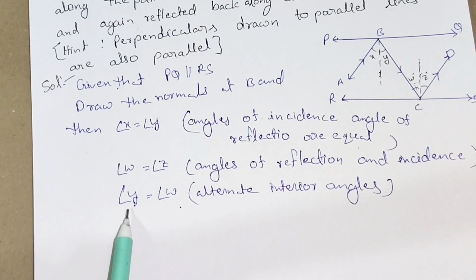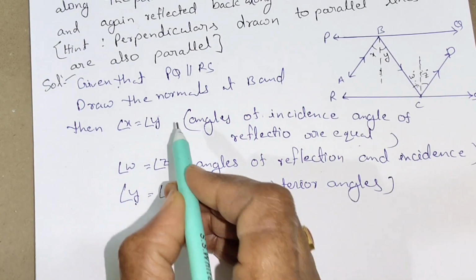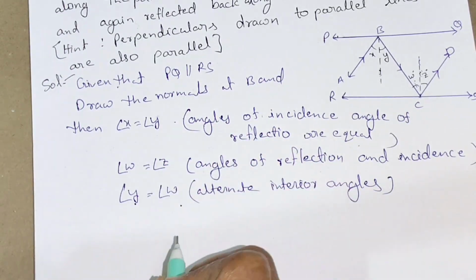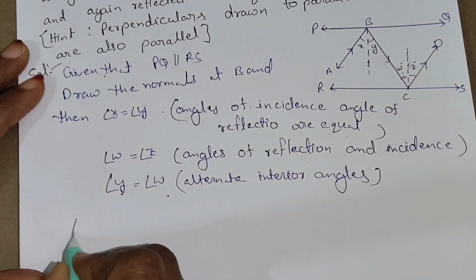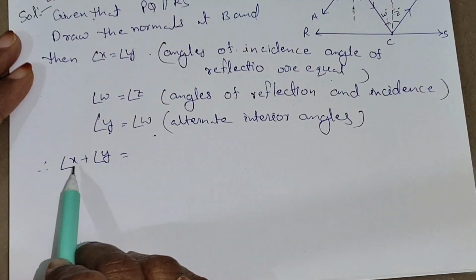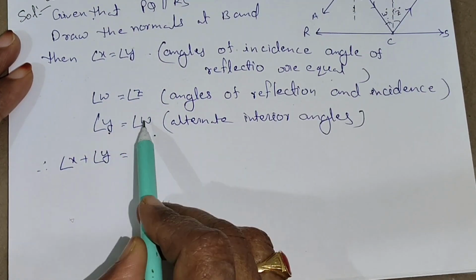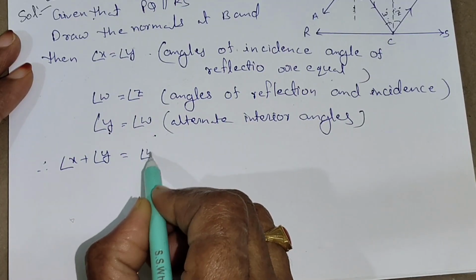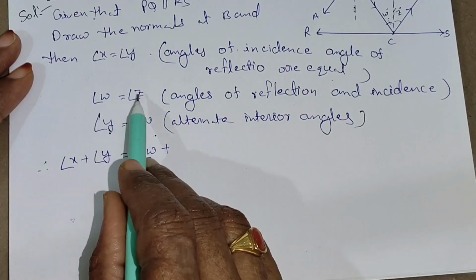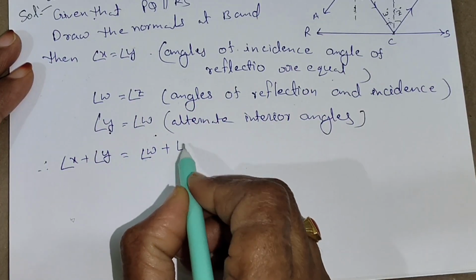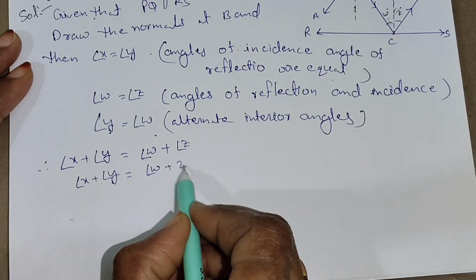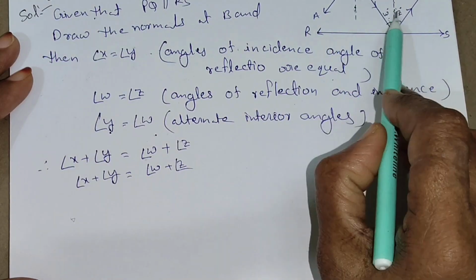Now we take angle x plus angle y. Since x equal to y, and y is equal to w, in x's place we write angle w. Next, plus y, where w equal to z, so in y's place we write angle z. So angle x plus angle y is equal to angle w plus angle z.